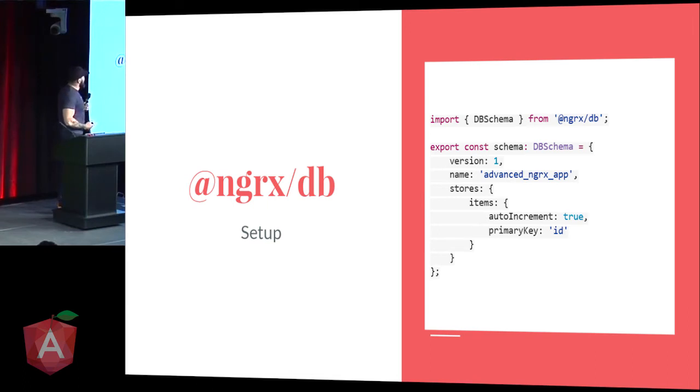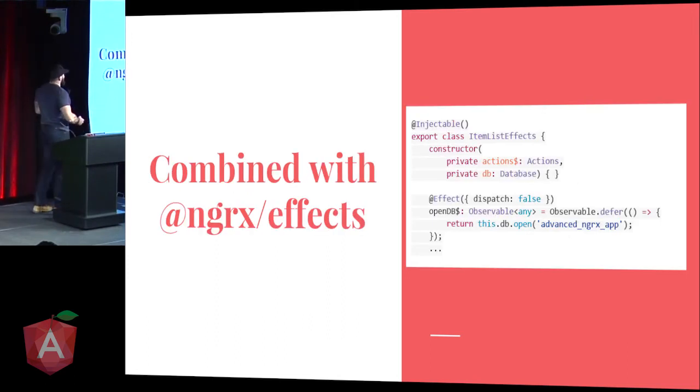The setup is pretty straightforward. You're going to outline the way your store is going to be organized. Here I have a list of items. That's what I'm interested in storing. I have a primary key, an ID, and it's auto-incrementing. Nothing complex about that. Then I'm going to leverage the power of effects, and create an item list effect that is going to instantiate the DB over there.